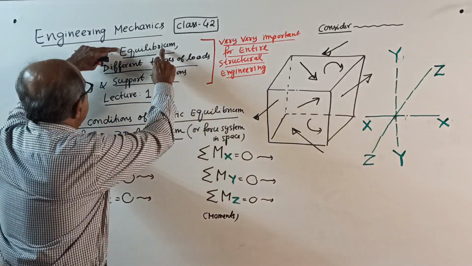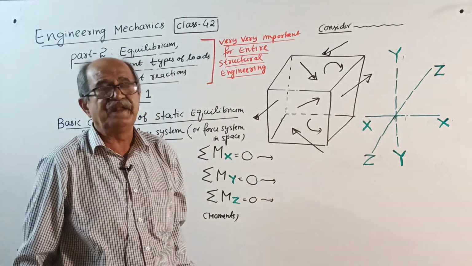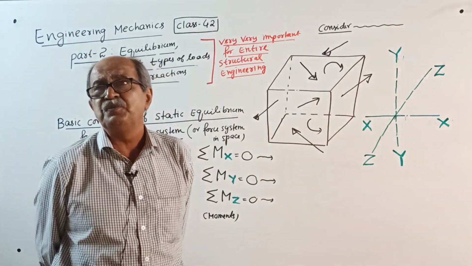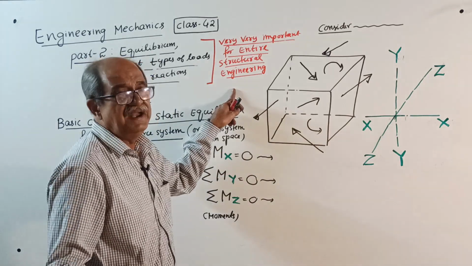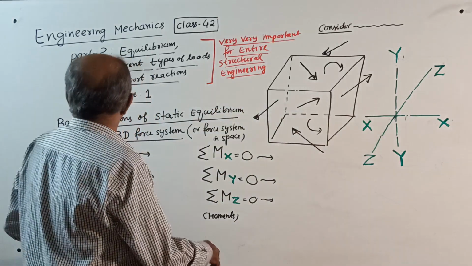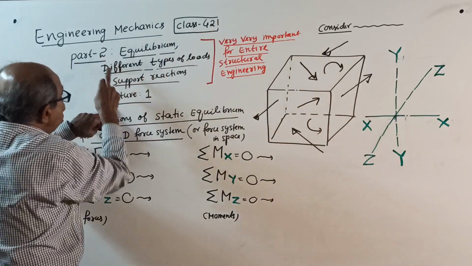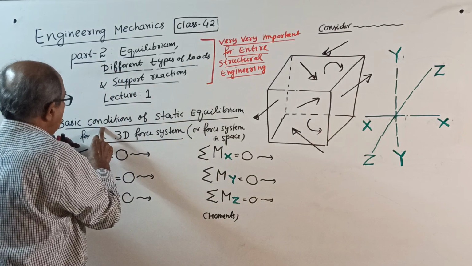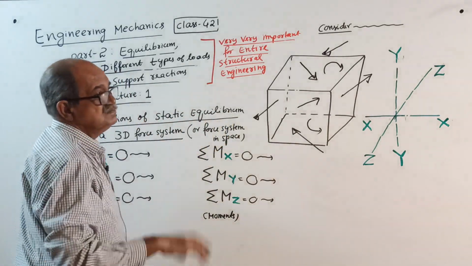Like equilibrium condition, different types of loads: point load, UDL, UVL, etc. Then support reactions: fixed support, hinged support, roller support, simple support, everything will repeat. So this will be taken in detail in part 2. Now lecture 1, as I told, the numbering will continue. For part 2 this is lecture 1. What I am covering now is the basic conditions of static equilibrium for a 3D force system.